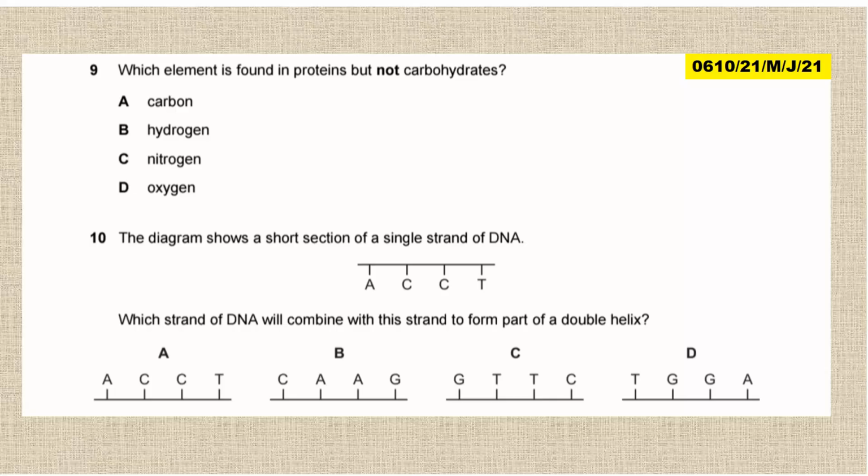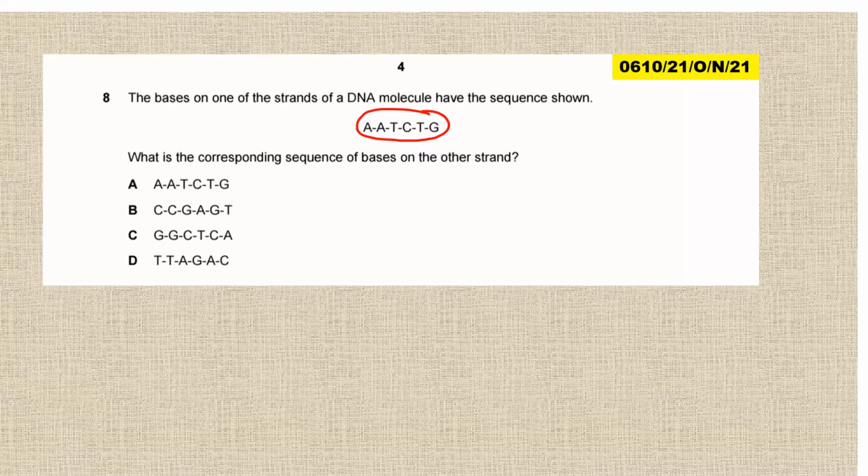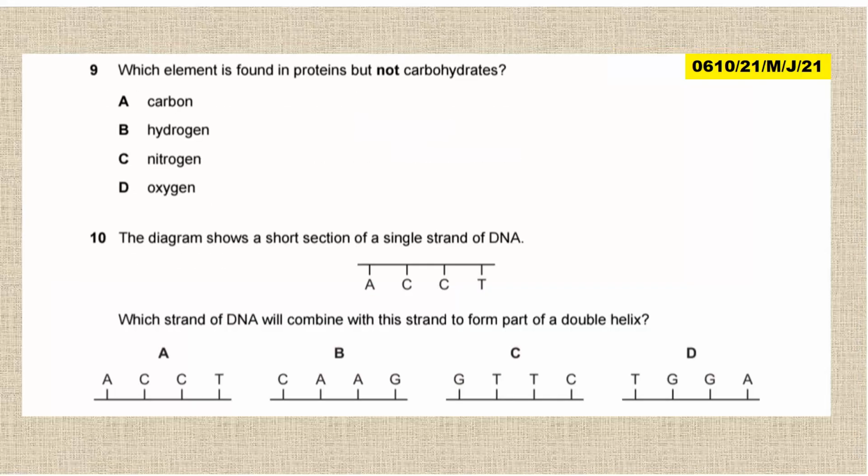Then let us look at this one. That is paper 2, variant 1, May, June 2021. This one should be the continuation. Yeah, it's a continuation of what we've not answered. What element is found in protein but not in carbohydrates? Nitrogen. The diagram below shows the short section of a DNA strand, that is the single strand of a DNA. Which strand of a DNA will combine with this strand to form part of a double helix? So TGGA, which is this one.